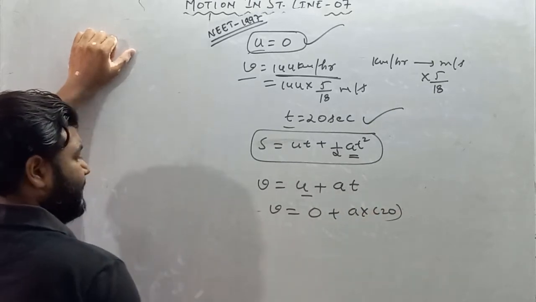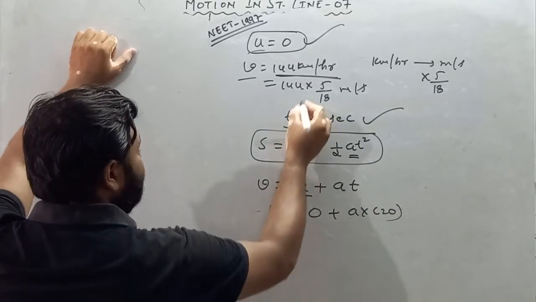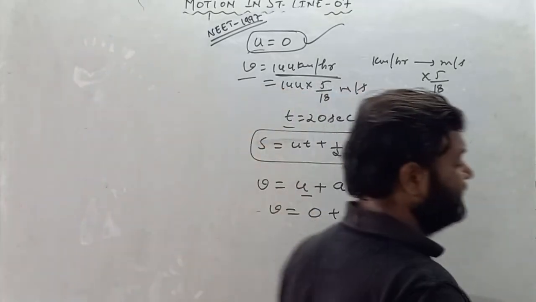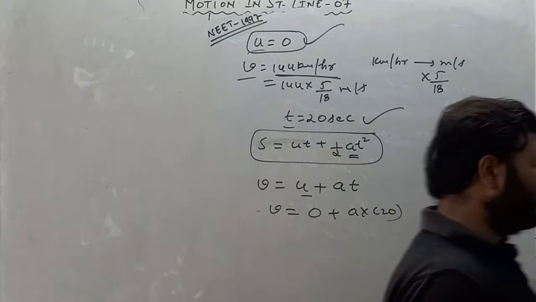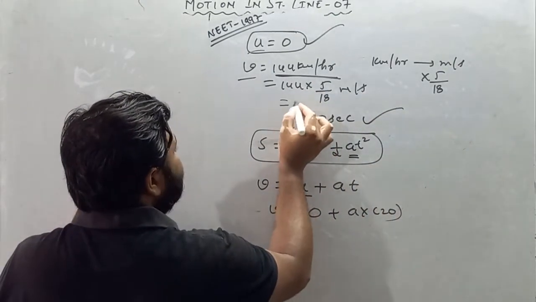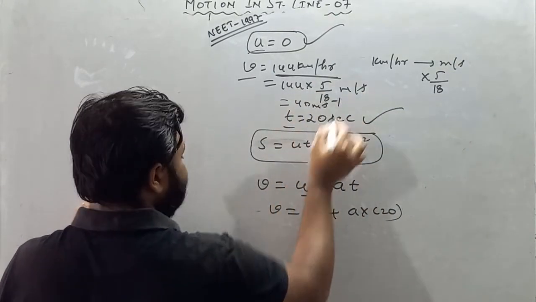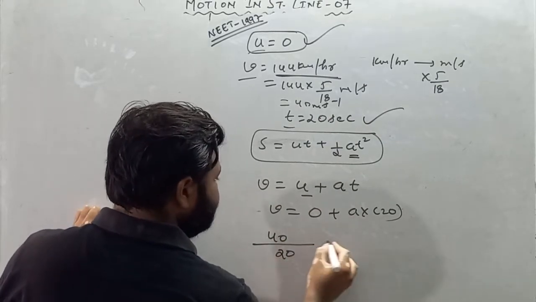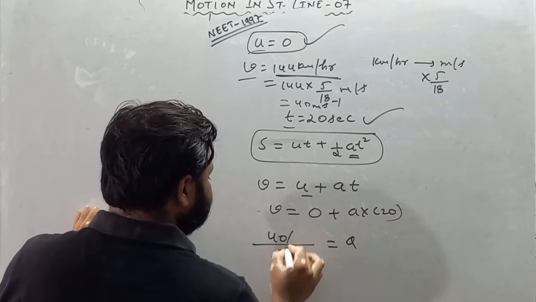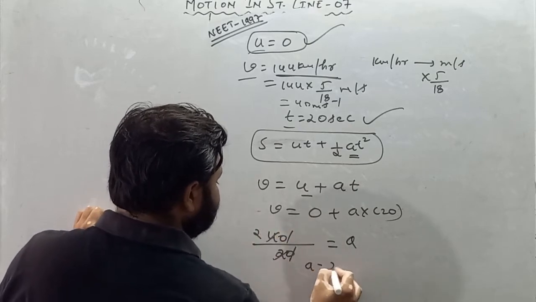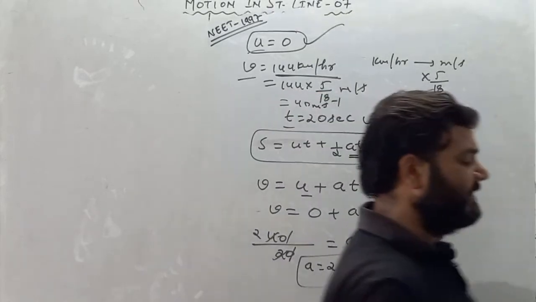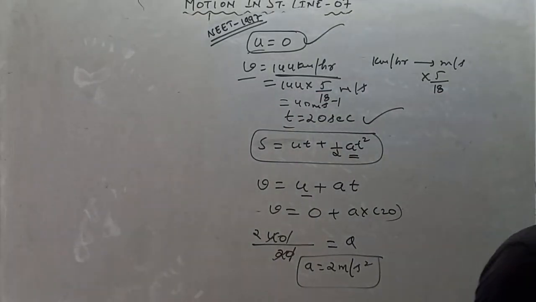So what we'll get, my dear student, v is 144 by, try to solve this. If I convert this into meter per second, I'll get 40 meter per second. So 40 divided by 20 is equal to a. So acceleration is nothing but 2 meter per second square. We'll get the value of acceleration. Acceleration is 2 meter per second square.